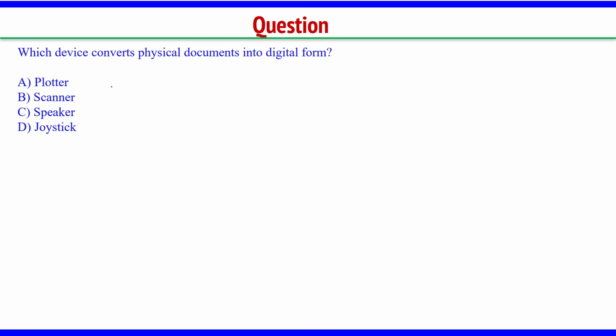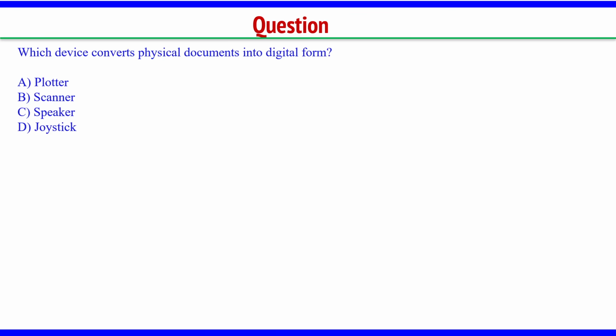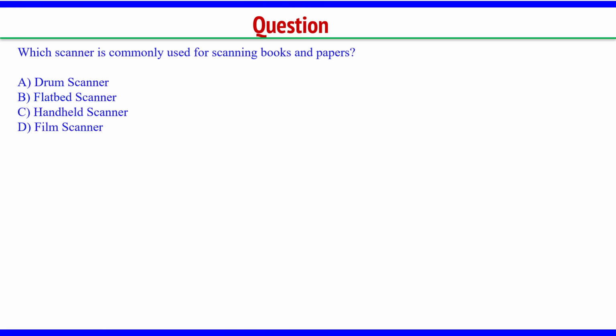Next, which device converts physical documents into digital form? So let's say you have a document with you, you want to convert it into digital form. Which one can you use? Plotter, scanner, speaker, joystick. So which one will convert the physical document to digital form? The answer should be scanner, because scanning is what converts into digital form.